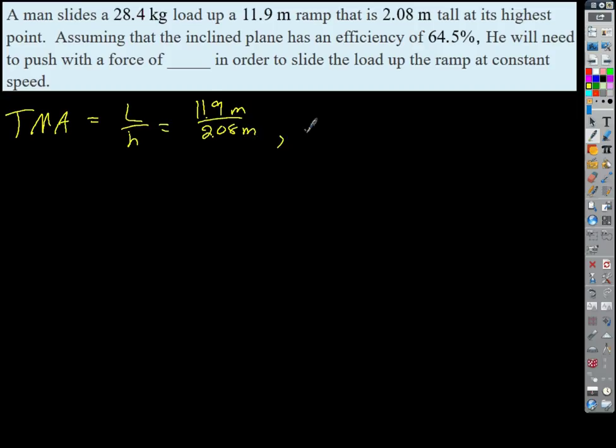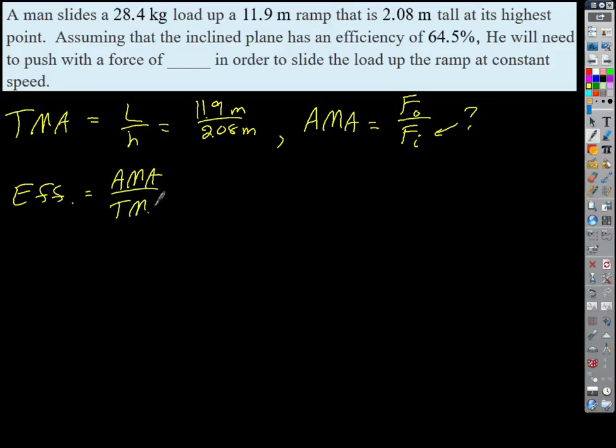What about actual mechanical advantage? Which one's on top? That'd be output, right? Because if the mechanical advantage is bigger than 1, it's multiplying force. So we've got output force over input force. We're trying to find input force. What about efficiency? Actual over theoretical. So one way to do it is actual over theoretical mechanical advantage.